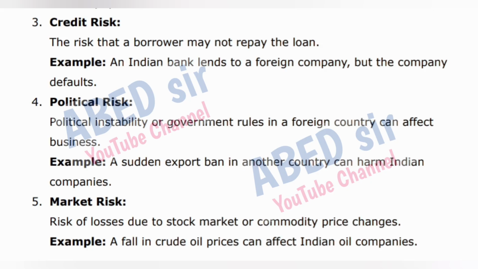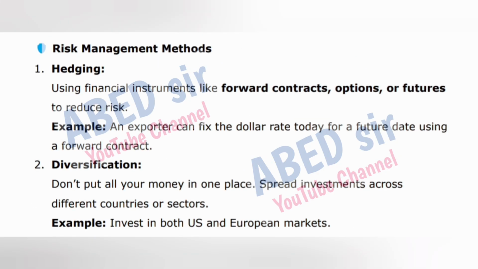5. Market risk. Risk of losses due to stock market or commodity price changes. Example, a fall in crude oil prices can affect Indian oil companies. Risk management methods. 1. Hedging. Using financial instruments like forward contracts, options, or futures to reduce risk. Example, an exporter can fix the dollar rate today for a future date using a forward contract. 2. Diversification. Don't put all your money in one place. Spread investments across different countries or sectors.